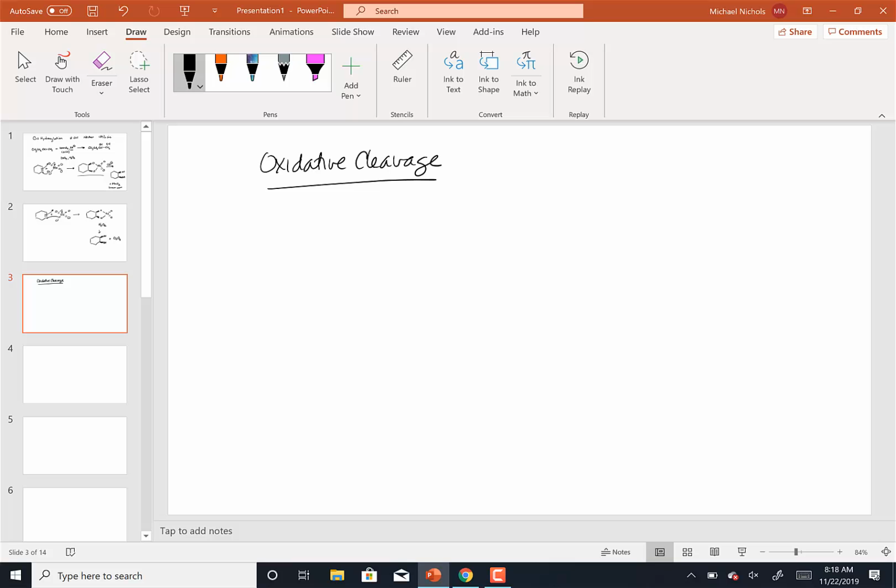So oxidative cleavage, for instance, if I take this double bond, I can cleave the double bond by using a couple of different sets of reagents. The first one will be KMnO4, but not KMnO4 under base, KMnO4 under acidic conditions, or sometimes the books will say KMnO4 hot or warm. That's going to cleave the double bond.